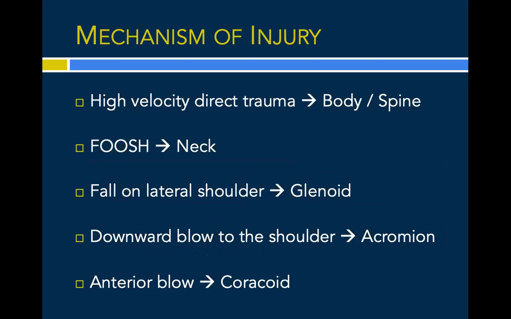Typically the high velocity direct trauma will cause body and spine fractures. So this is now being tackled in the NFL, but previously, falling off a building on your back, falling in a half pipe, snowboarding, etc. The Fuchs type injuries will typically be transmitted to the glenoid neck. Fall on the lateral shoulder will cause an intra-articular glenoid fracture. Downward blow to the shoulder will fracture the acromion, and an anterior blow can fracture the coracoid.